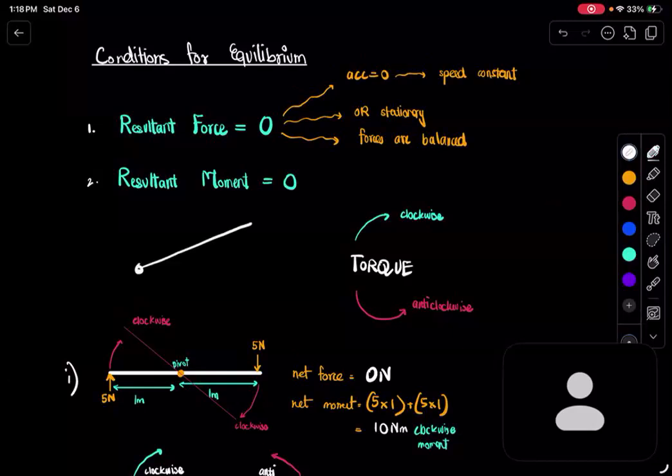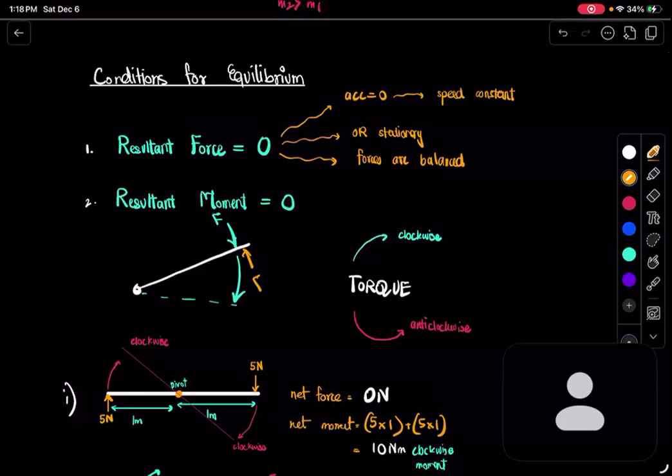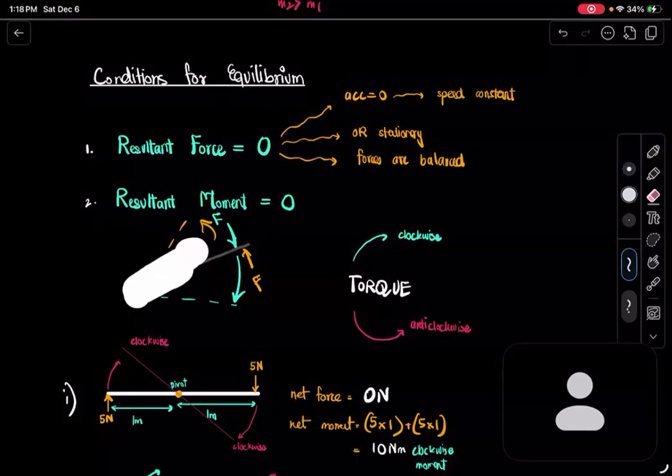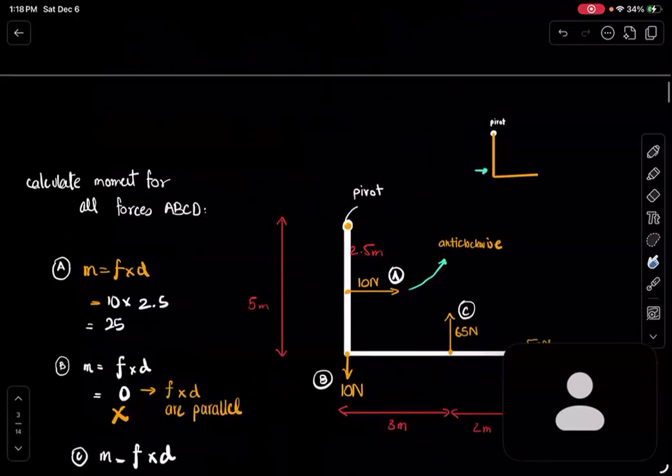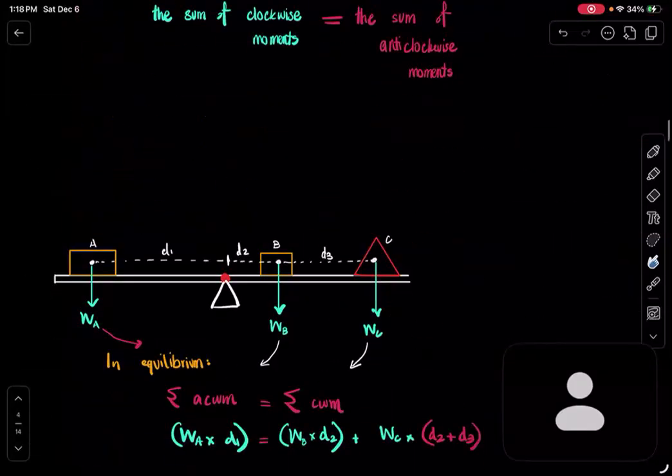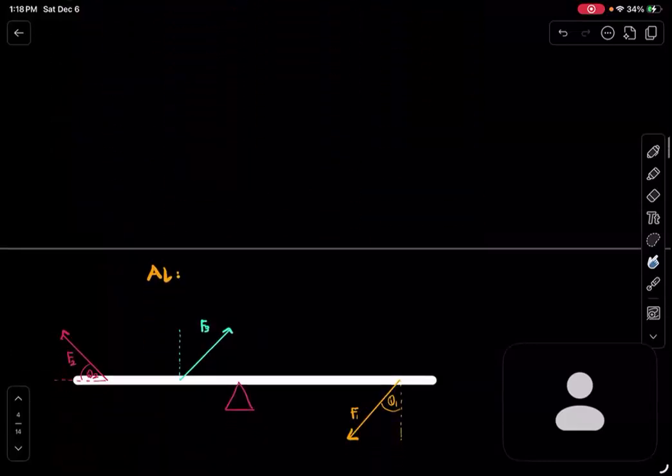For example, if you have a door and someone is applying a force in this direction, that is going to make your door turn in a clockwise direction, right? But if someone is applying a force in the other direction, then the door is going to turn anti-clockwise. So the net moment is going to depend upon whether there is a net moment in the clockwise direction or in the anti-clockwise direction. Okay. You will have to watch the lecture to get a better understanding.